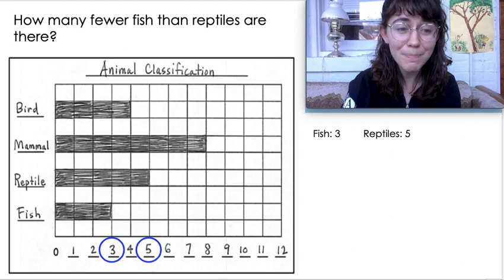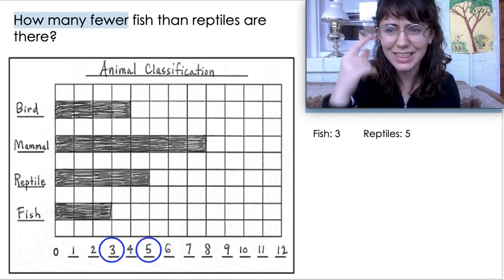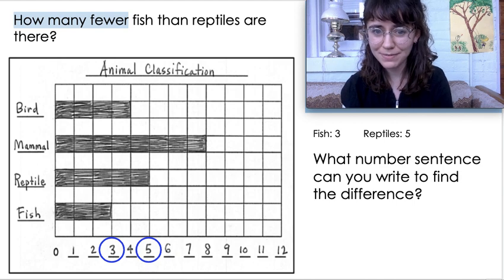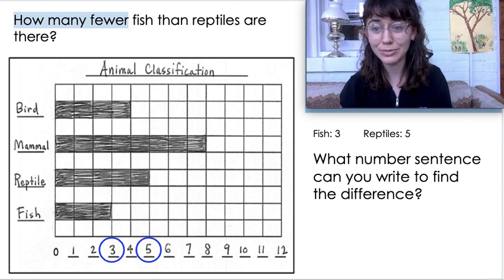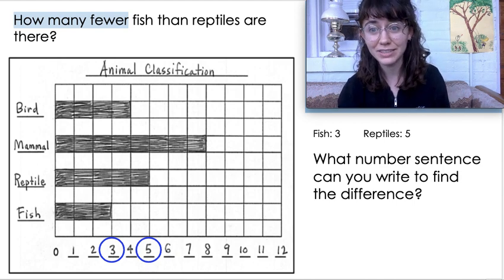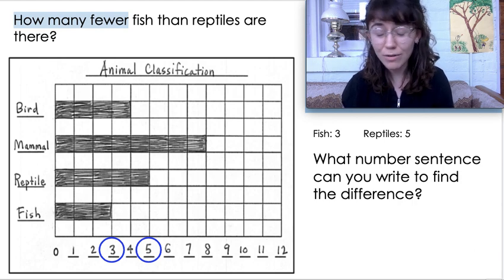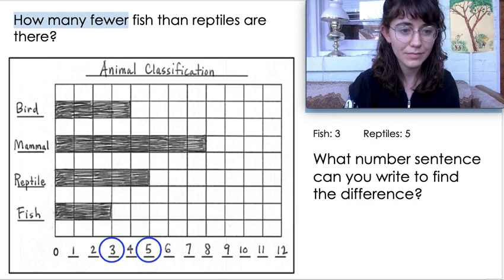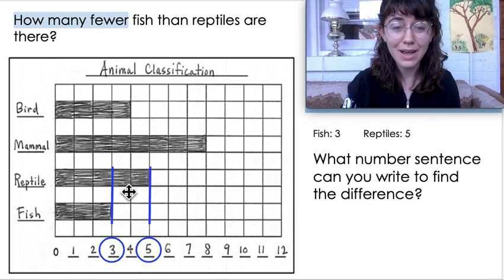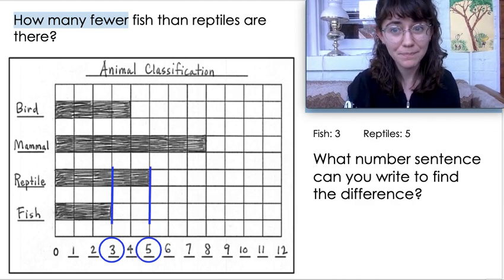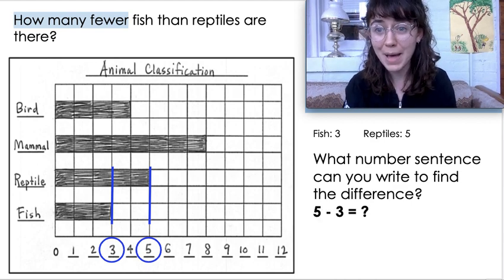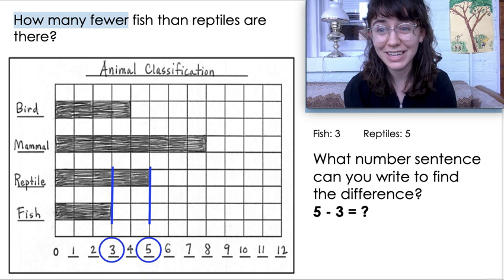I want you to pick up your pencil and think to yourself, what number sentence can you write to find the difference between reptiles and fish? Are we going to add or are we going to subtract? We want to find out this missing amount. I would write down 5 minus 3 because that would tell us the difference.